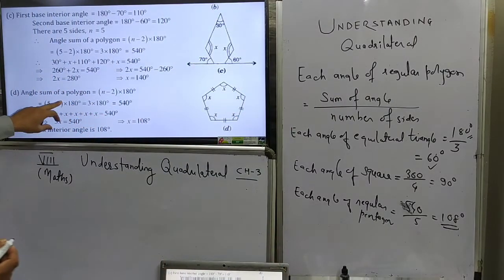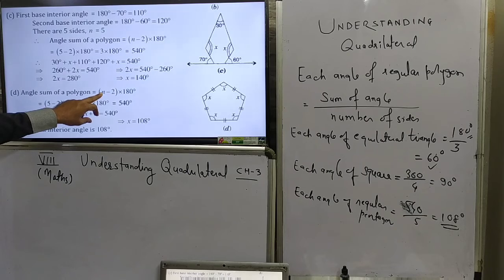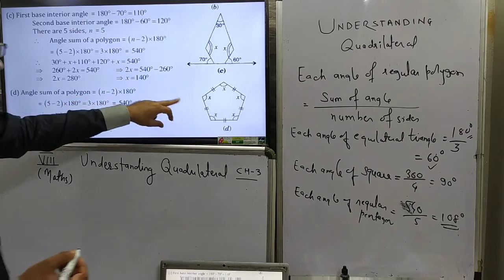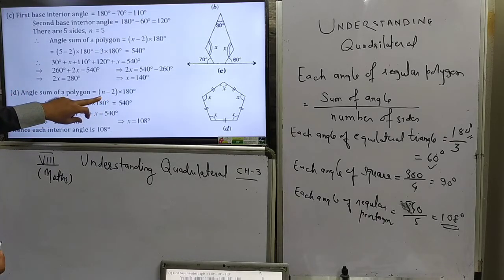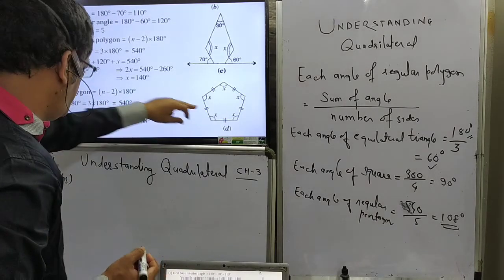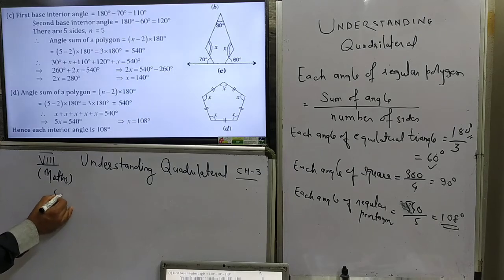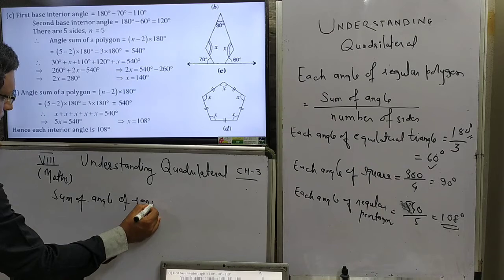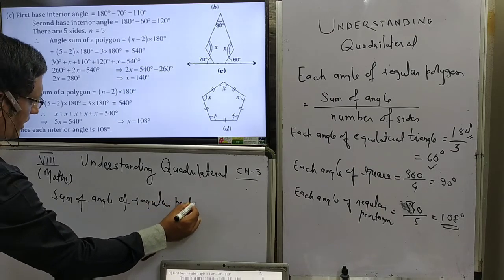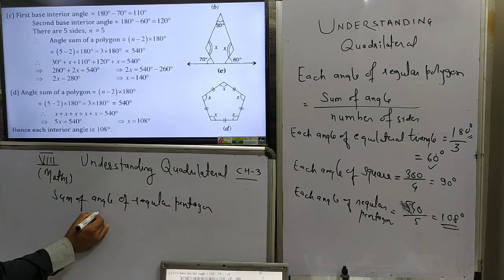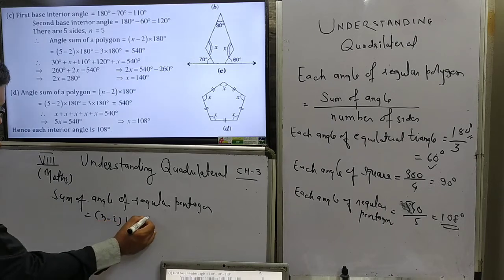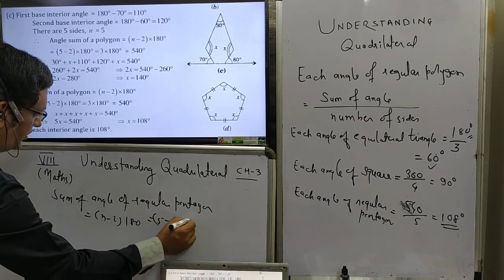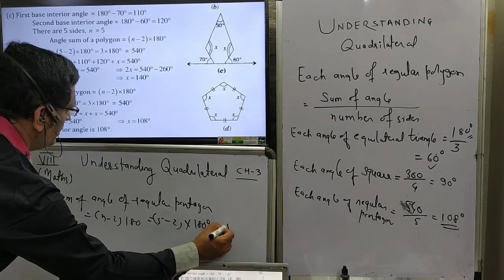So this problem is based on this property, because angle sum of this regular pentagon is 540 degree. Sum of angles of regular pentagon is 540 degree, and each angle is x. Sum of angles of regular pentagon equal to n minus 2 into 180 degree, that is equal to 5 minus 2 into 180 degree, that is equal to 540 degree.